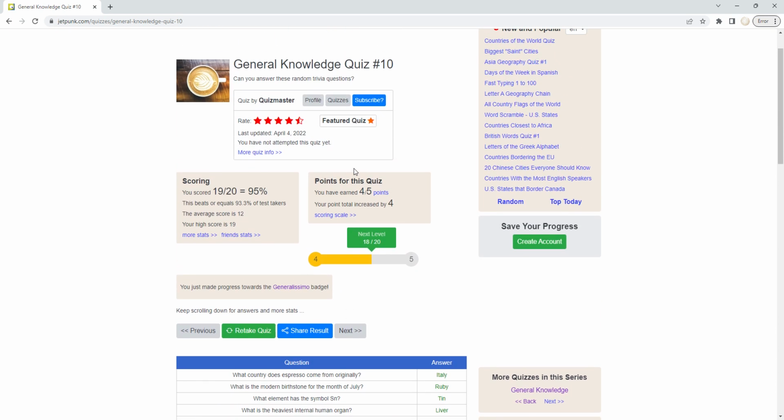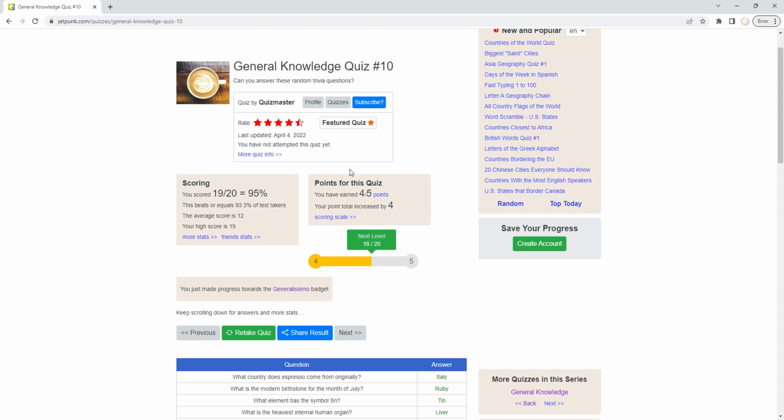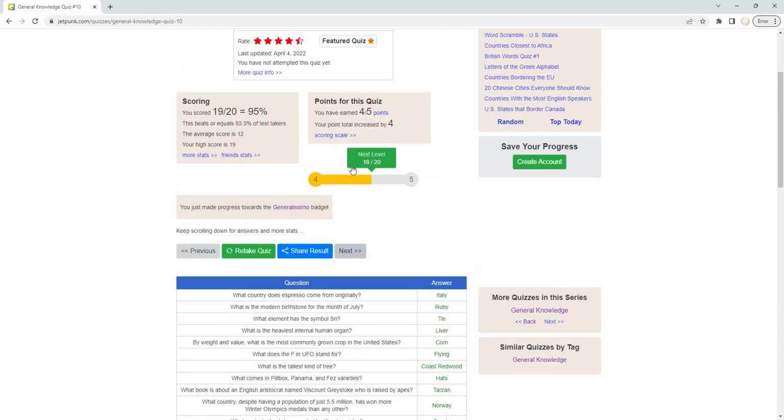That was Jetpunk General Knowledge Quiz number 10. Decent score again. Annoyingly, 19 out of 20. I really just need to get 20 out of 20. Hopefully I can do it very soon, because this 19 out of 20 stuff is annoying.